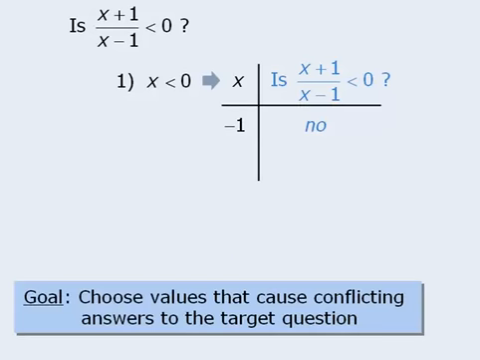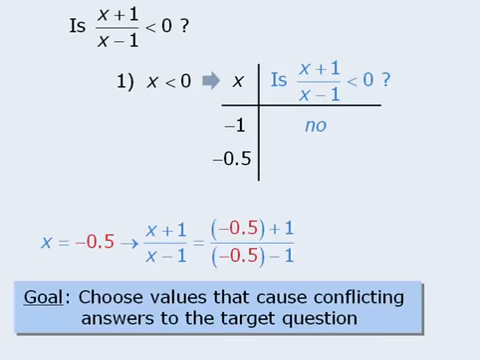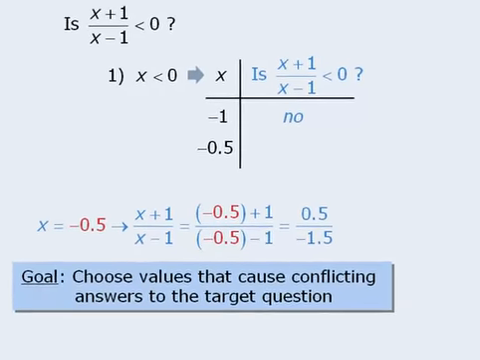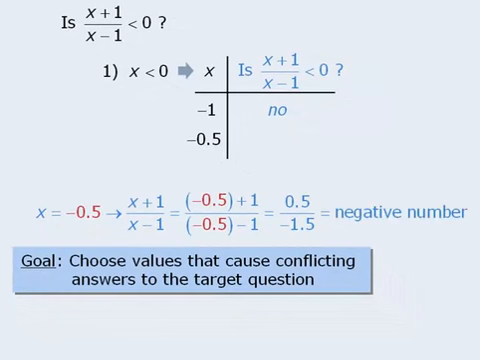Let's try x equals negative 1/2, which we'll replace with negative 0.5 for faster calculations. Now, if x equals negative 0.5, then we can evaluate our expression by replacing x with negative 0.5. When we do this, we get 0.5 over negative 1.5. At this point, we don't really need to continue evaluating this. We have a positive number divided by a negative number, which means the quotient will be a negative number. That's all we really need.